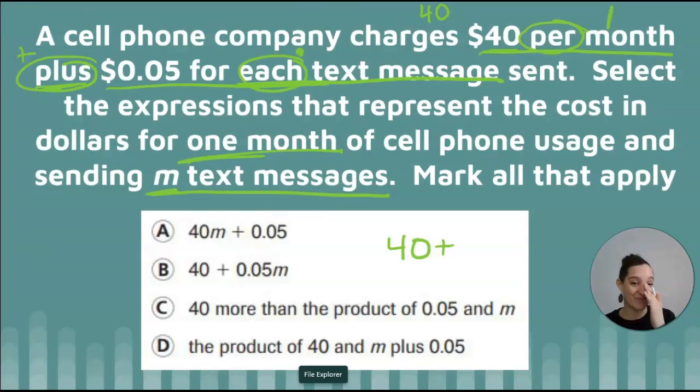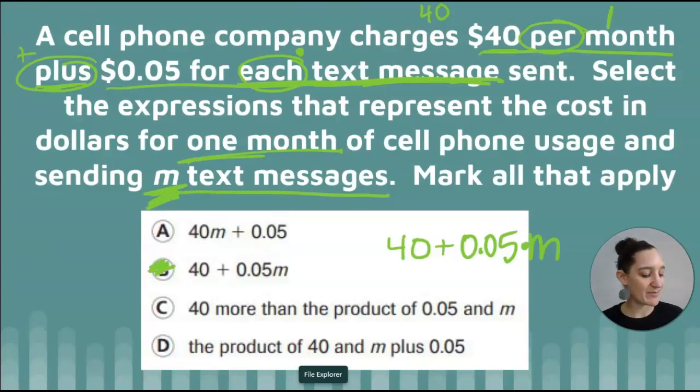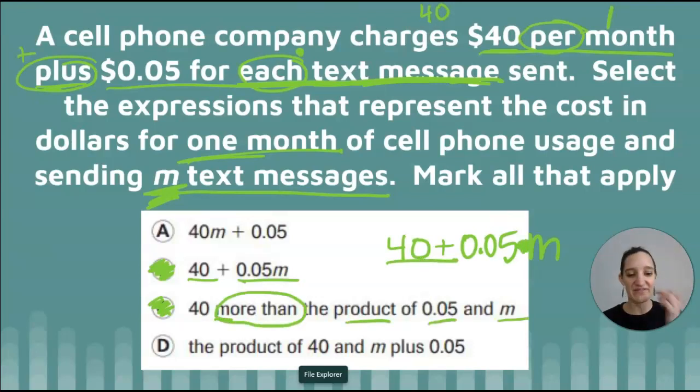That means we're going to multiply. So 5 cents for each, what are we using for text message? M. 5 cents for each text message, which means B is correct. There's the $40 for the month and the 5 cents for each text message. This will also work if you look at it. Doesn't this show 40 more than the product of 5/100ths and M? Yeah, so both of those are correct.